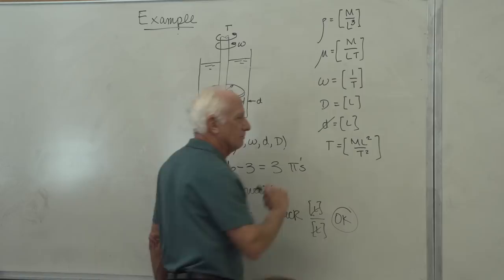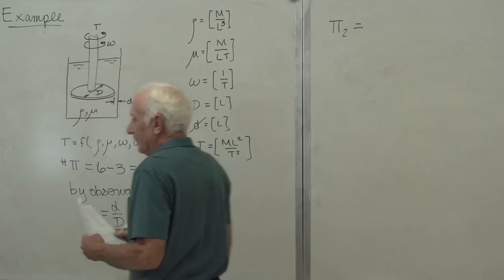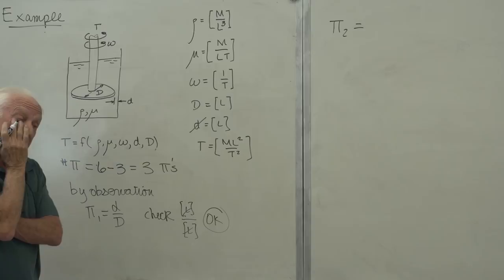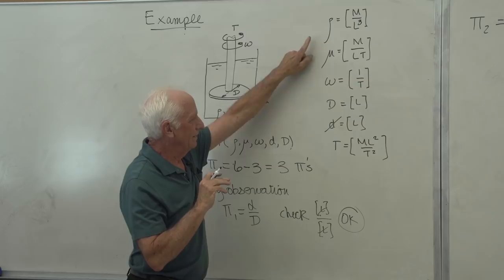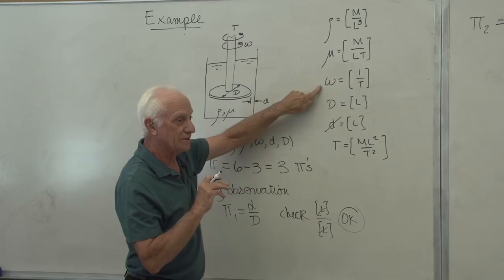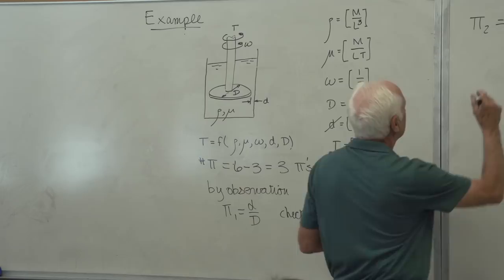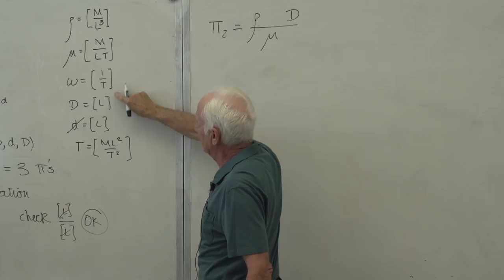I think I see pi 2 by observation. Let me think now, what is a Reynolds number? A Reynolds number is a velocity times a distance times the density divided by the viscosity. There's viscosity, there's density, there's a distance. I need a velocity. What's a velocity? Length over time. If I multiply d times omega, I get some kind of velocity. Ah, there it is. Okay, I got pi 2. It's like the Reynolds number: rho times velocity times d, divided by mu. My velocity is omega times d.